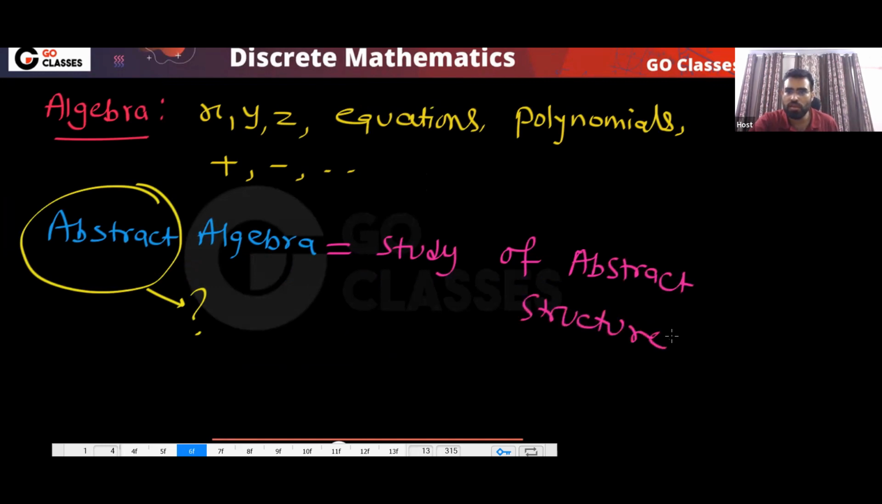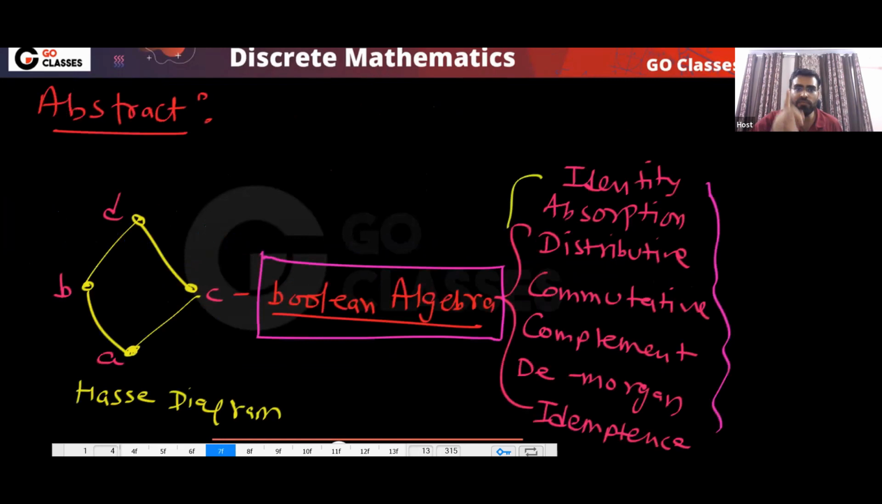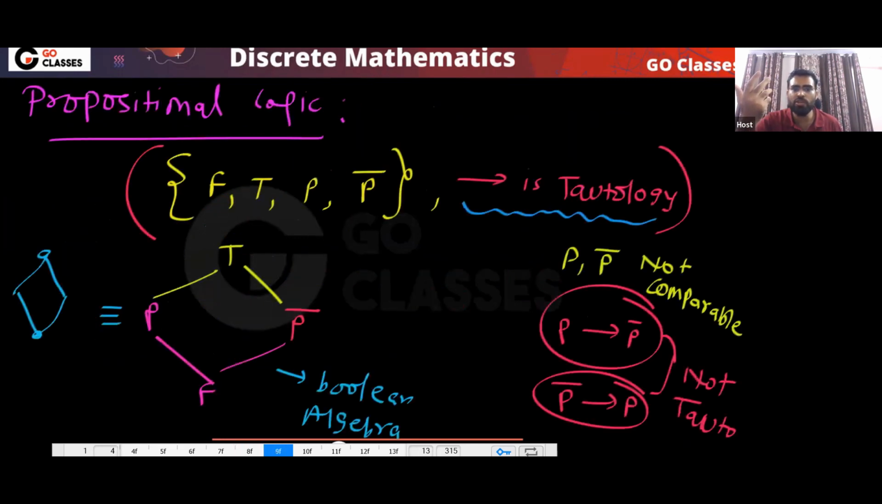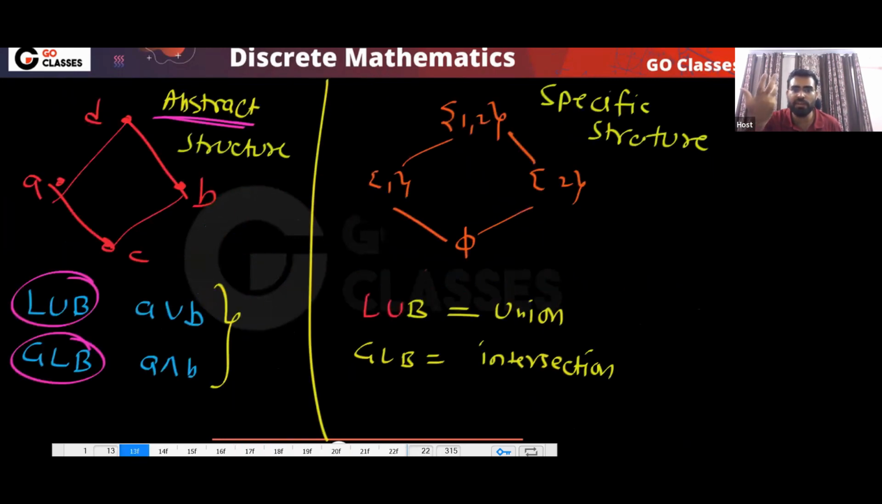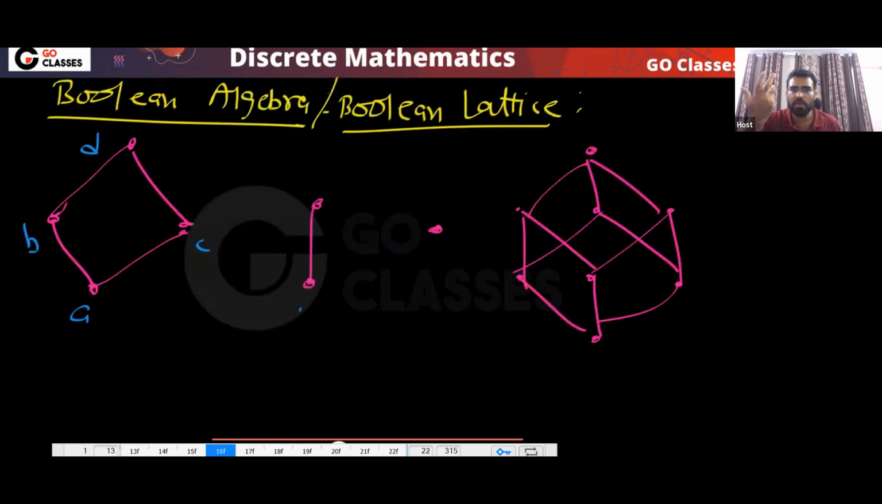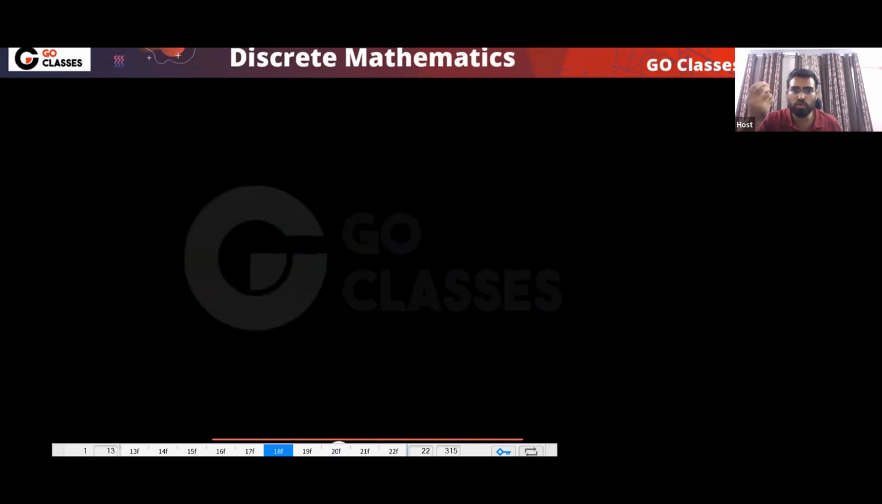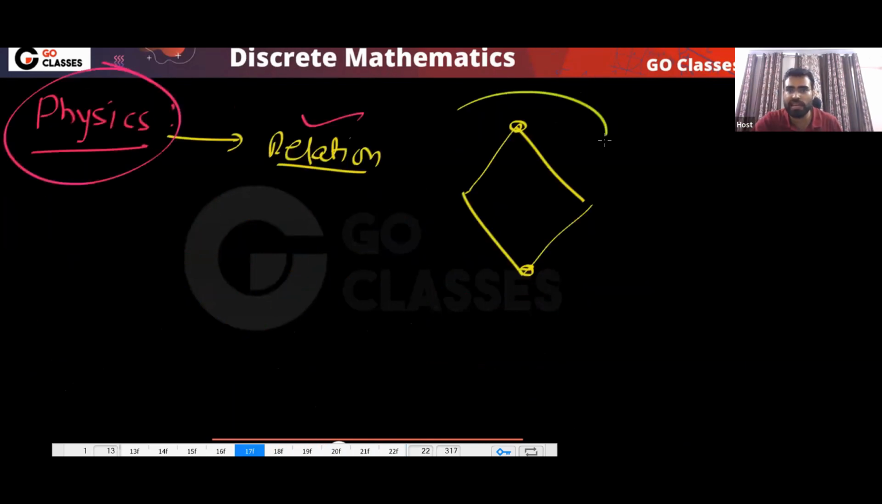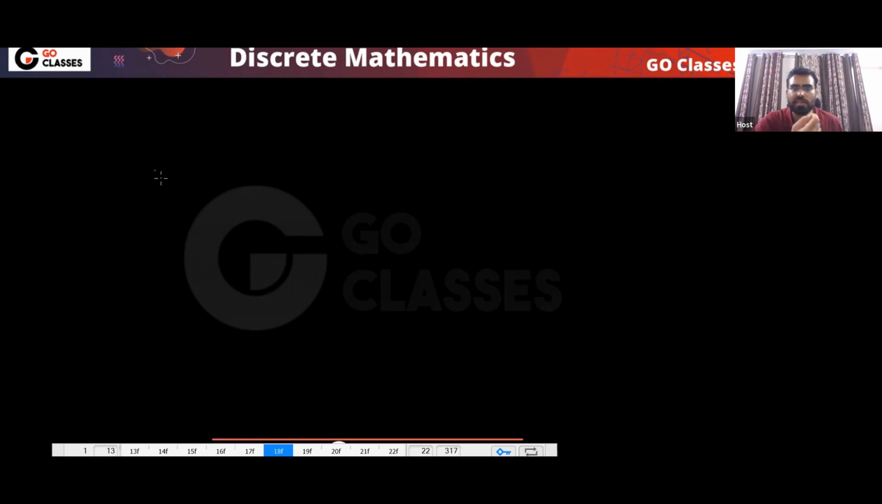Okay, so in abstract algebra, we study abstract structures. Because once you study one abstract structure, automatically you can study many different structures. In future also, if some new structure comes and that structure has the same structure as this, then you can immediately say that, okay, all these properties will be there, right? So that's the benefit of studying abstract structure.